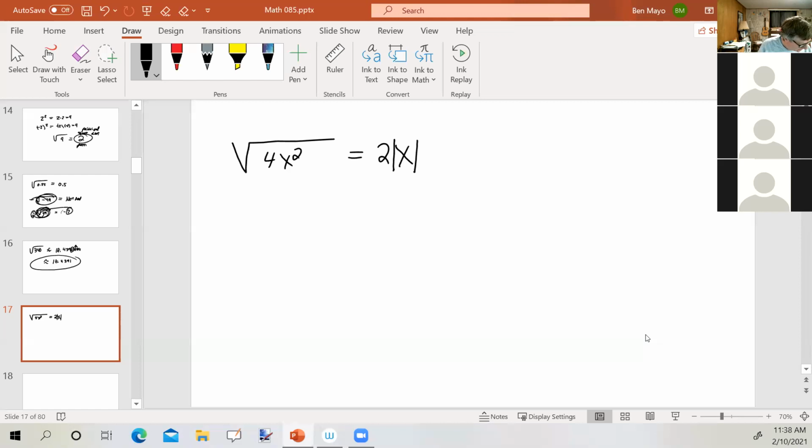Next example. The square root of 36y to the 4th. Same directions. The variables are unrestricted. What's the square root of 36?